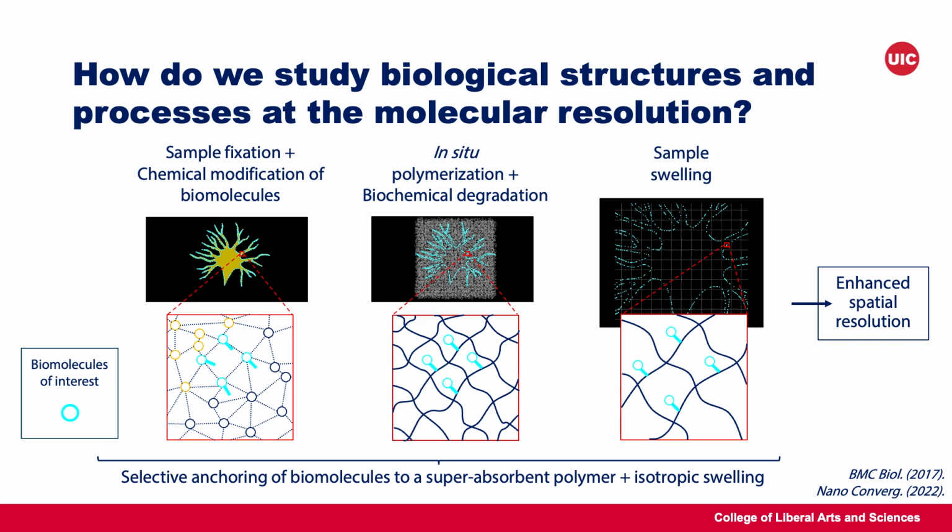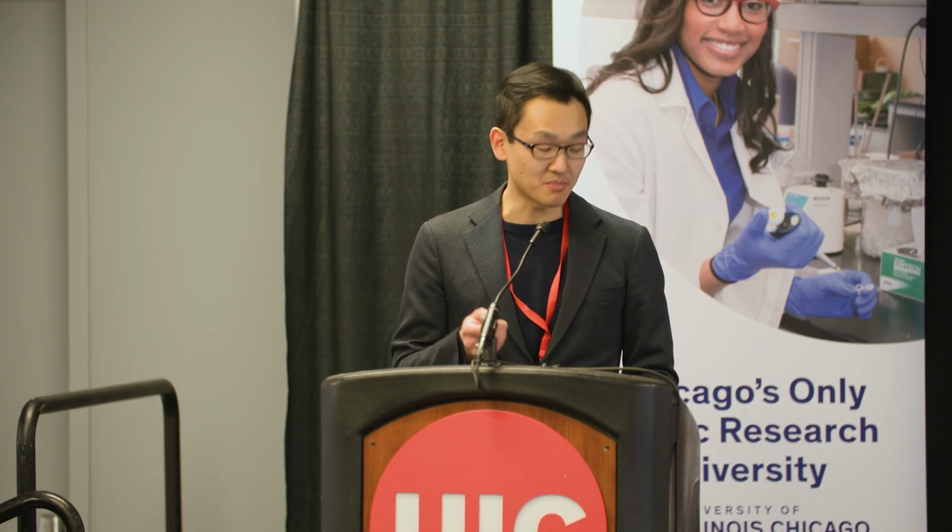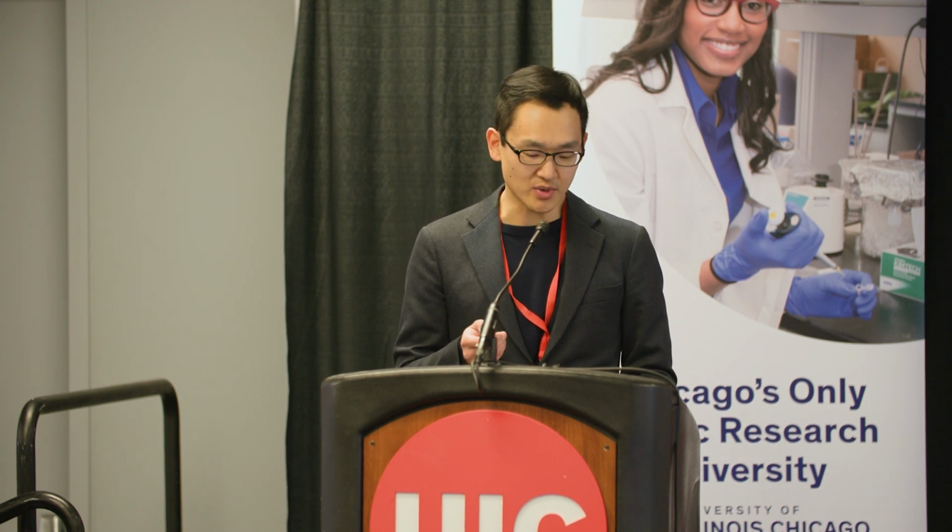In this approach, cells and tissues are first fixed and chemically modified with a small molecule reagent. The modified specimens are then polymerized in situ to form a superabsorbent hydrogel composite. During this process, biomolecules of interest are anchored to the hydrogel chains. Finally, after digestion, the gel specimens are expanded in water, causing the anchored molecules to separate from each other. Because of this swelling effect, biological specimens are magnified physically so that a higher spatial resolution can be achieved.